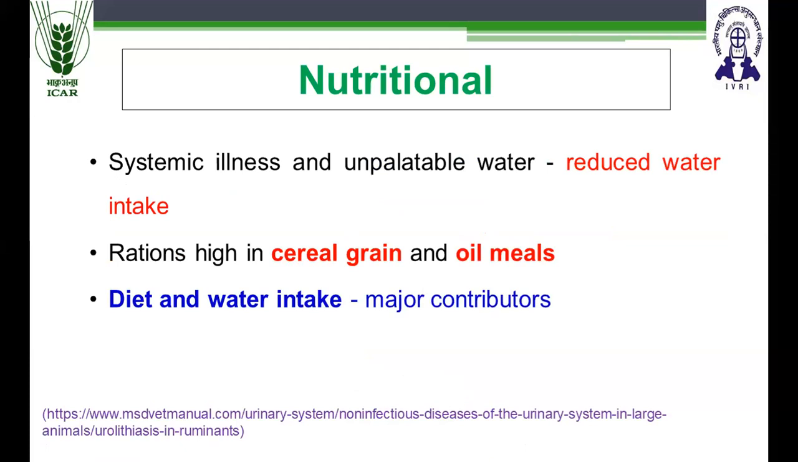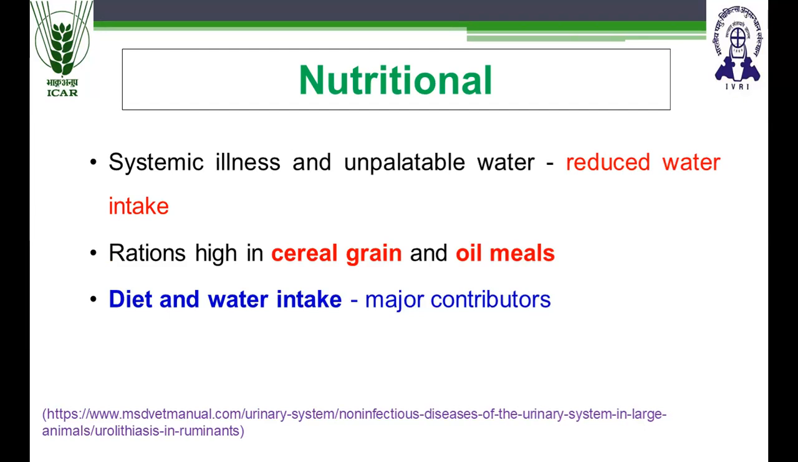which is mainly causing struvite calculi, as well as unpalatable water. When the water is not palatable, the animal may be reluctant to take water. So there can be reduced water intake, which can lead to dehydration and cause precipitation of the salt. And rations high in cereal grain and oil meals, which have high phosphorus content, also make the animal susceptible to obstructive urolithiasis.